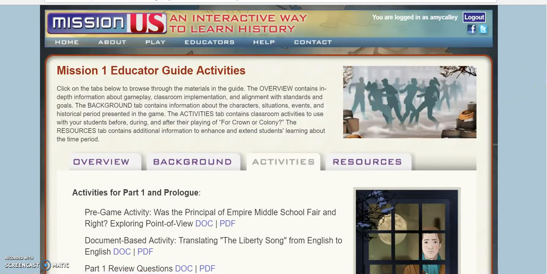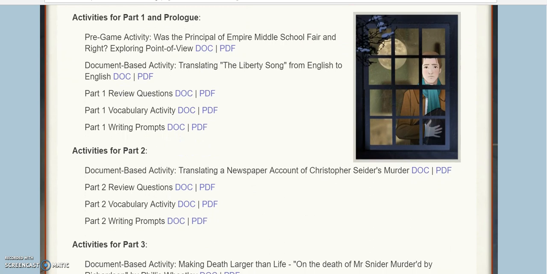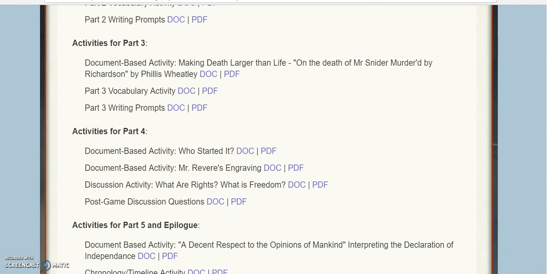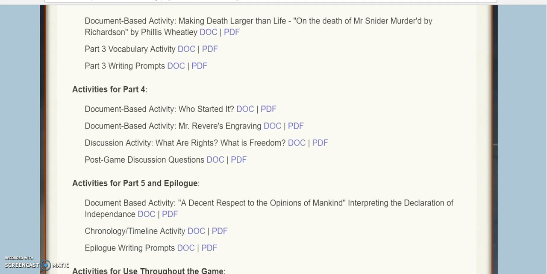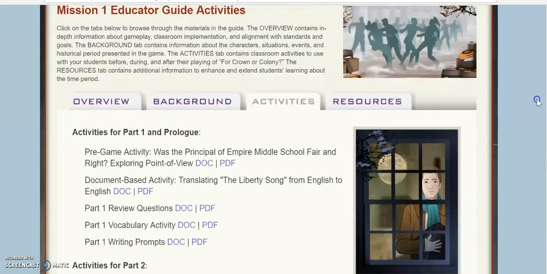There are activities that also go along with the games. So the games themselves are not specifically a learning tool alone. They can be combined with pre-game, during game, and document-based activities, review questions, and writing prompts. So there are ways that this can actually connect social studies standards along with writing and vocabulary. I can even think of ways that it could be used to connect some of our art standards as well.